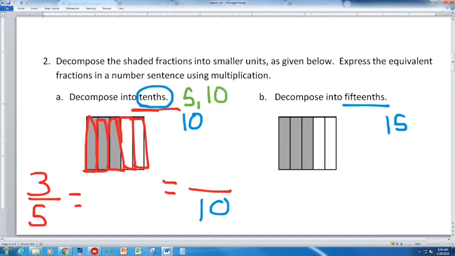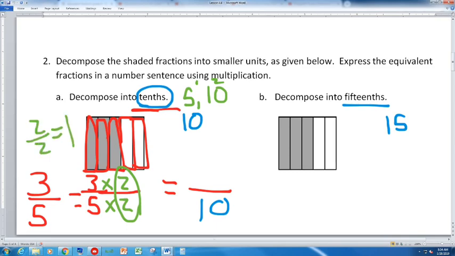We skip count. 5, 10. So that's 1. 5 is 1. 10 is 2. So we need to multiply 3 over 5 by 2 over 2. We're going to multiply by the same number on top and bottom, because 2 over 2 is equal to 1. So 3 times 2 is 6. 5 times 2 is 10. So our equivalent fraction is 6 over 10.